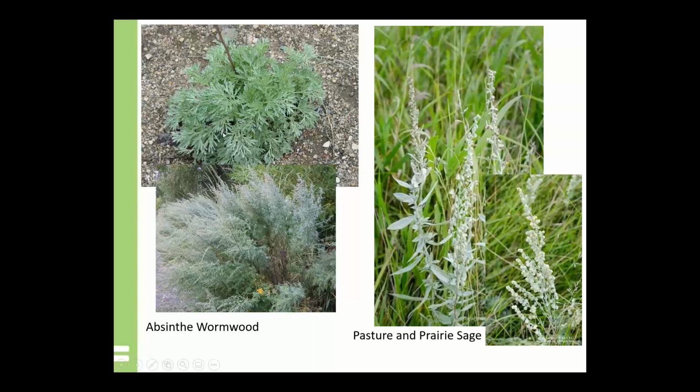A lot of times you can see the old skeletons from last year, like this top picture on the top left would be an overwintered one, and you can often see the old stems coming right out of that rosette. It can grow to be quite tall as well, whereas the pasture and prairie sage don't get nearly as tall. And you'll notice the leaf shape on the sage is more of a flat leaf shape, and it doesn't have the same divisions that the absinthe would.